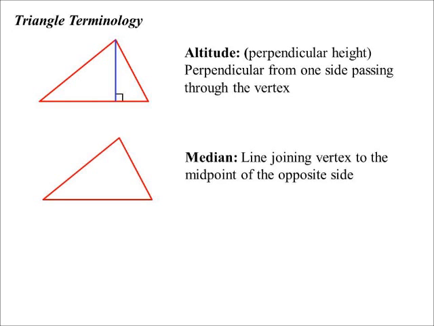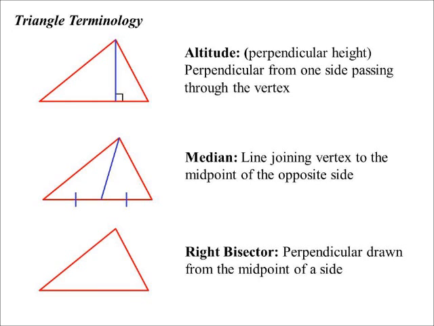Then we have what's called a median. Now, median, you might remember that word from stats, where it was the middle of the information. Same deal, it means exactly the same thing. Median is middle. So this time we join the vertex, instead of making it perpendicular, we join it up to the midpoint of the opposite side. So that's a median. And then we have the right bisector.